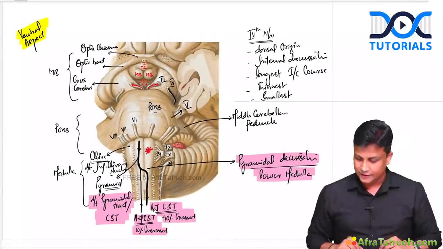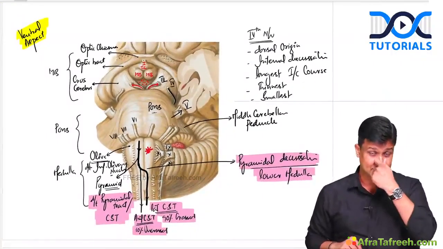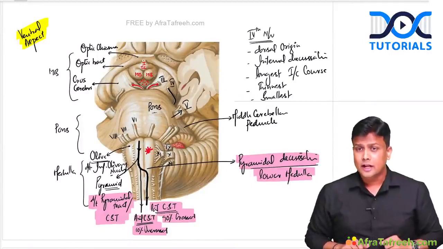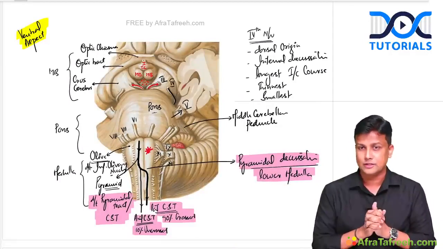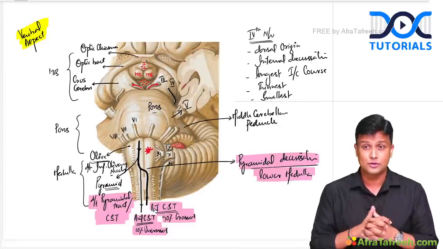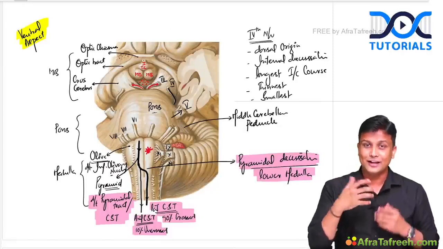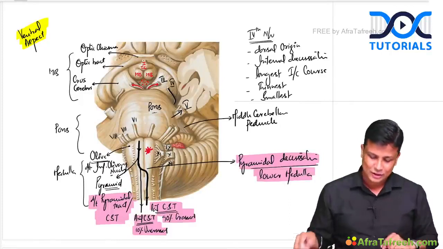Interpeduncular fossa. These are the contents of the interpeduncular fossa, guys. Perfectly done. Now Muzammil Hussain is asking about before crossing, contralateral, and after crossing, ipsilateral. Yes, it is ipsilateral after crossing. Of course, Muzammil Hussain. That is the reason why before the crossing it is injury.